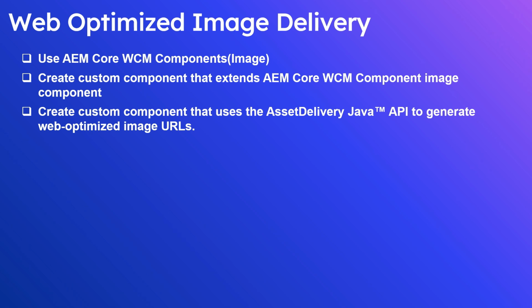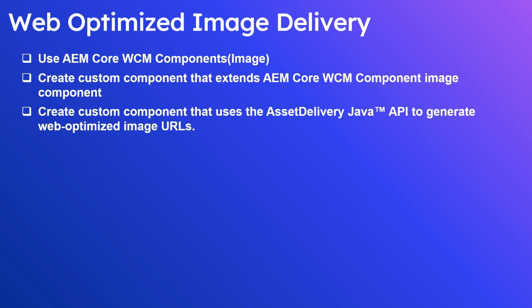The Web Optimized Image Delivery feature in AEM as a cloud service can be used in three different ways. One is using the AEM core WCM components image, then creating a custom component that extends the AEM core WCM components image, then creating a custom component that uses the Asset Delivery Java API to generate web optimized image URLs. The image core component in AEM supports web optimized image delivery. This requires to be enabled through the template component policy.